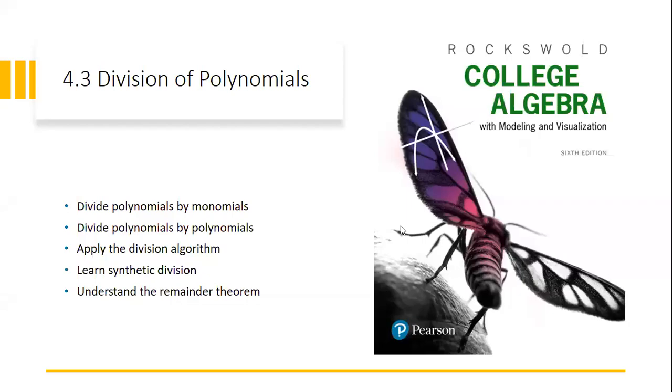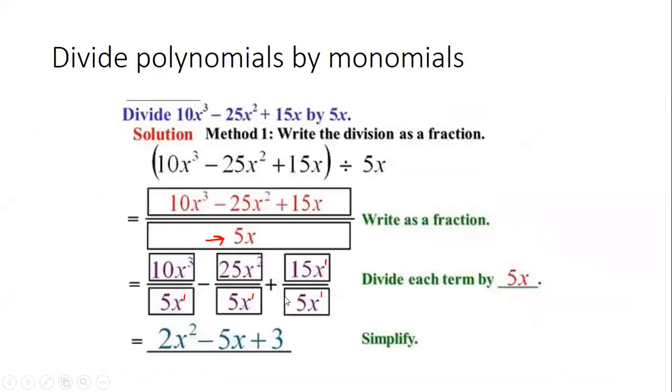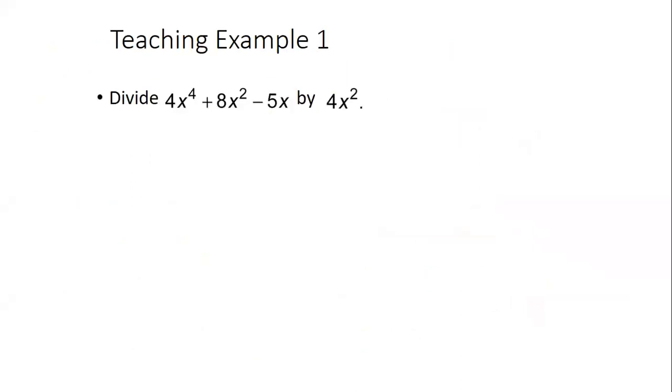All right, so division of polynomials, here we go. Again, I was talking about dividing monomials. Dividing by a monomial means you're dividing each term by that monomial and simplifying. We divide and simplify each one, okay? So our example is 4x to the fourth plus 8x squared minus 5x, divided by 4x squared.